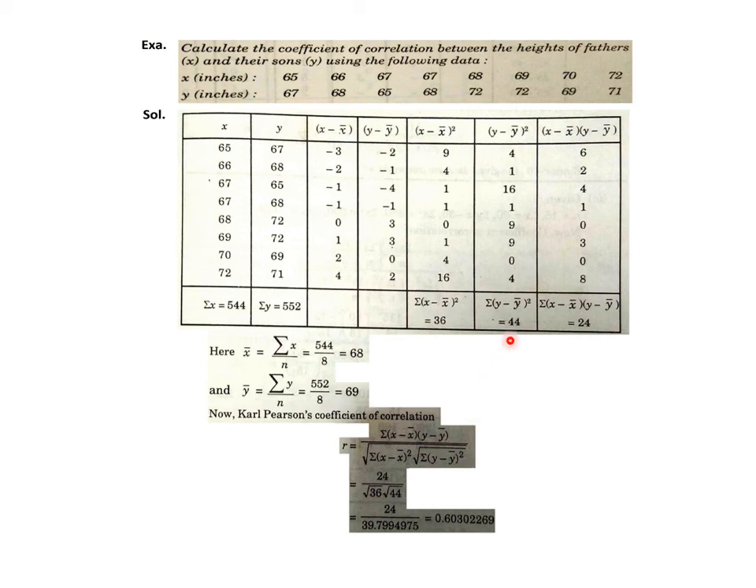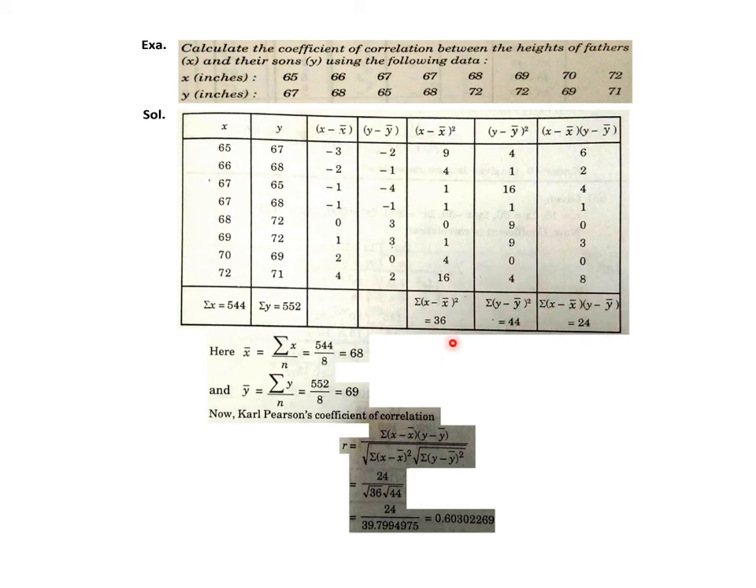Okay, and with that we also need in the numerator of that formula sigma (x minus x bar) into (y minus y bar). So let's multiply these two columns together to produce x minus x bar into y minus y bar: minus 3 into minus 2 is plus 6, minus 2 into minus 1 is plus 2, etc. Keep those signs well in mind so that you will get all calculations correctly. Then the sum of that column is sigma (x minus x bar) into (y minus y bar), that is 24.